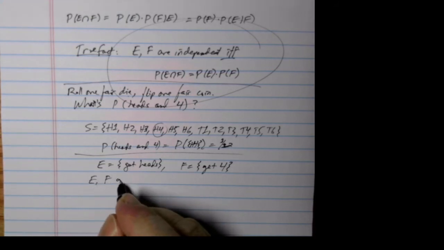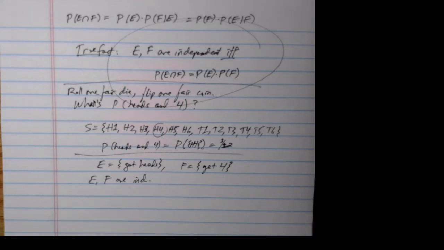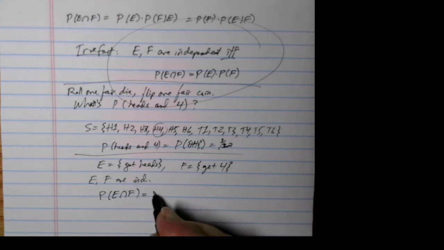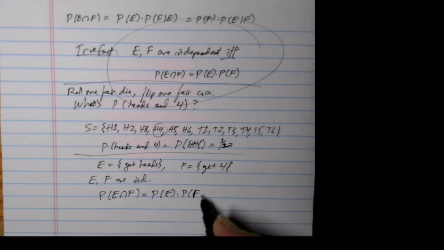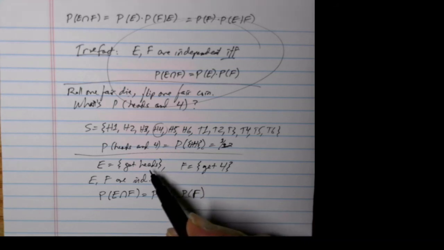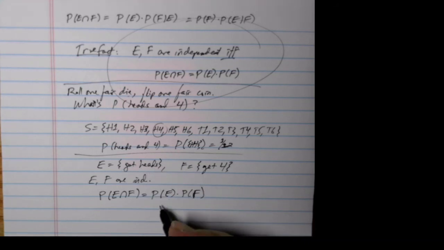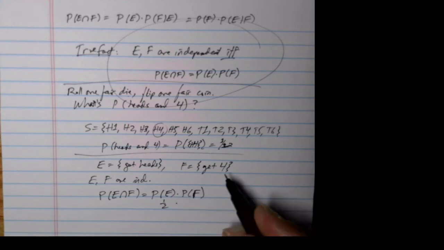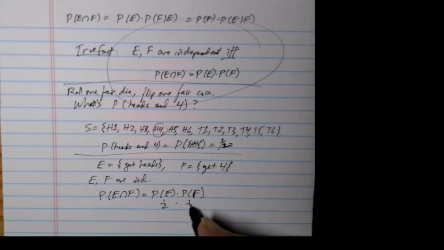E and F are independent. So I can use that formula. The probability of E and F, which is what we're looking for, heads and a 4, is then the probability of E times the probability of F, because these things are independent. E is the event get heads, so the probability of E is 1/2. F is the event you get a 4, so the probability of that is 1/6, and multiply those and you get 1/12. Okay, let's do one more of these.